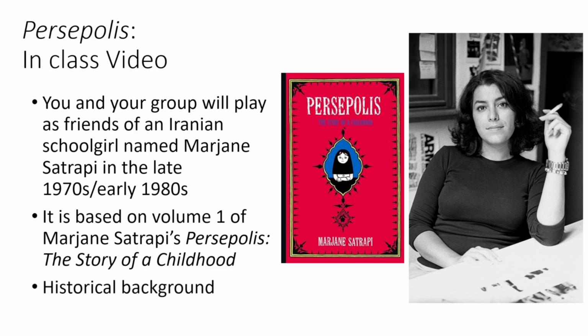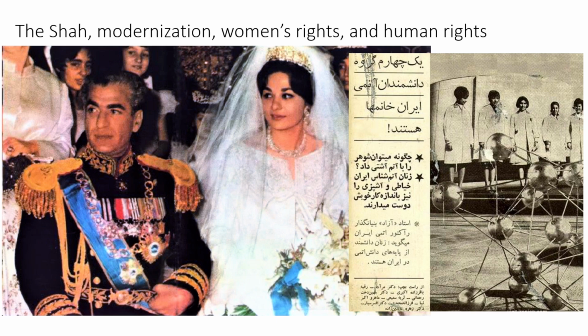Before we play the game, we will begin by giving a brief historical background on Iran in the 1970s and early 1980s. In the early 1970s, Iran was ruled by someone called the Shah, which is kind of like an emperor or a monarch. He had a lot of power, and he was dedicated to modernization. He wanted to make Iran a wealthy, powerful, modern country similar to Europe.